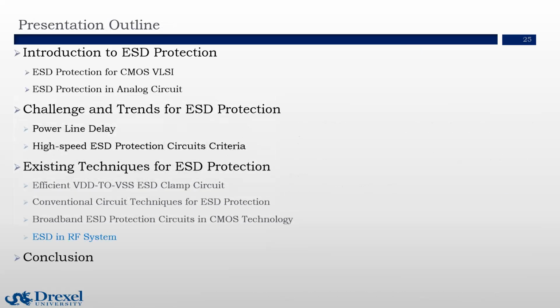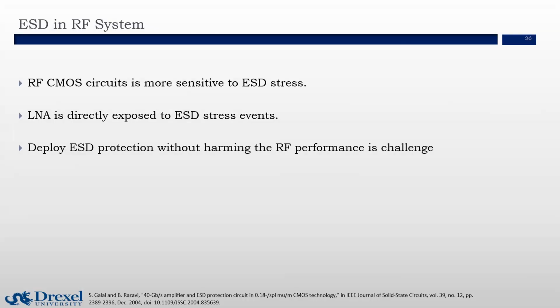Now let's take a look at the ESD in RF systems. RF circuits are more sensitive to ESD stress due to the fact that the RF signal is often operating at high frequency. And the LNA is the first stage receiving the RF signal and is directly exposed to ESD stress. So it's very challenging to deploy ESD protection without harming the RF performance.